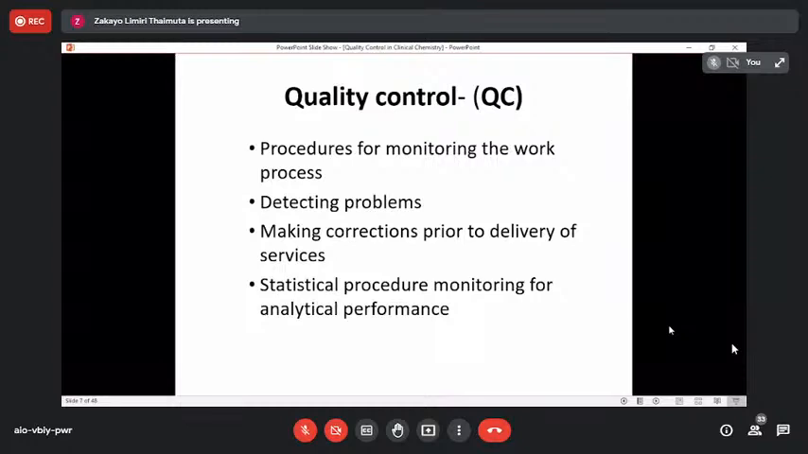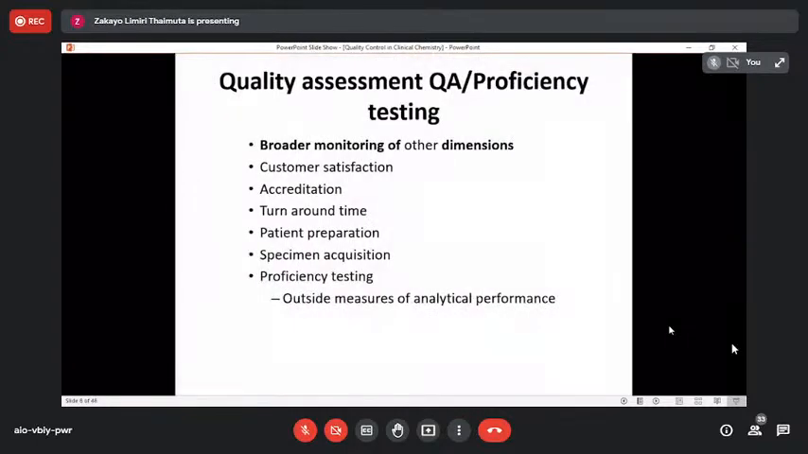And what are they interested in? They're interested in the procedures, so that when this laboratory is testing, the procedure is clear: detecting problems, then correcting the problems, and then applying statistical procedures for monitoring the analytical process.